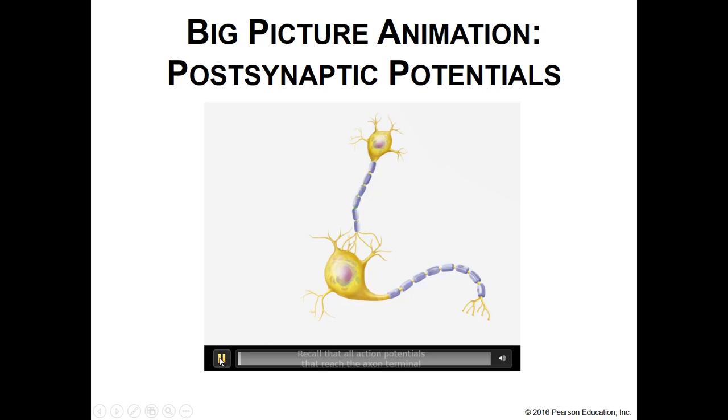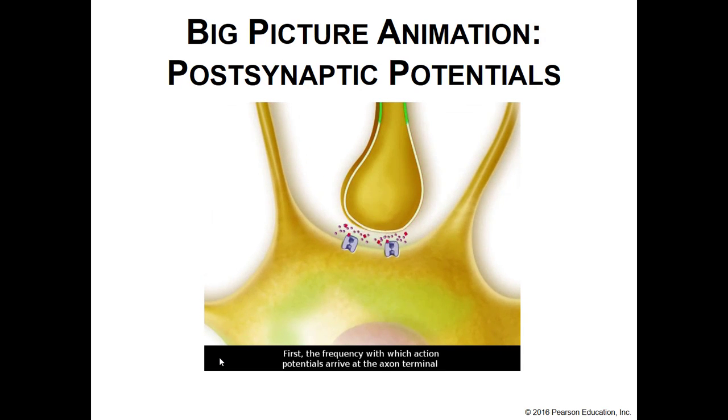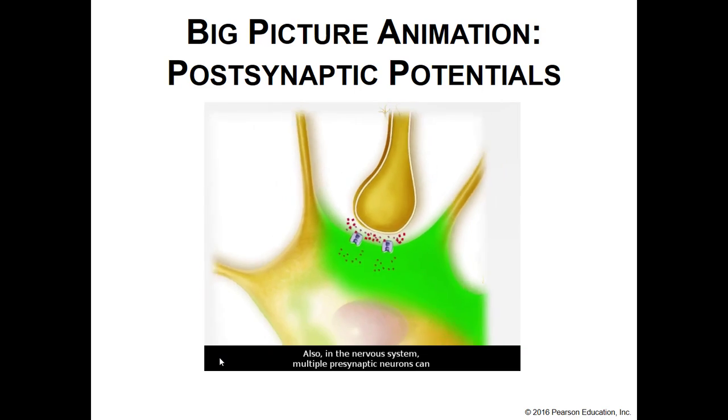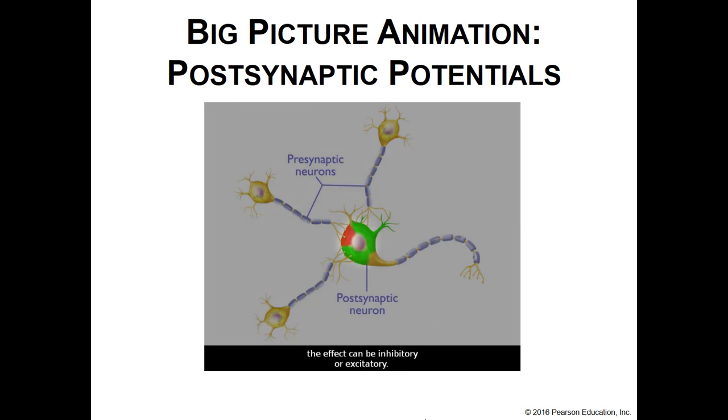Recall that all action potentials that reach the axon terminal involve depolarization of the same size. How is it then that the effect on the postsynaptic cell can vary? First, the frequency with which action potentials arrive at the axon terminal determines how much neurotransmitter is released. Also, in the nervous system, multiple presynaptic neurons can stimulate one postsynaptic neuron, and their effect will be cumulative. Finally, depending on which neurotransmitter is released and the types of receptors that are present on the postsynaptic neuron, the effect can be inhibitory or excitatory.